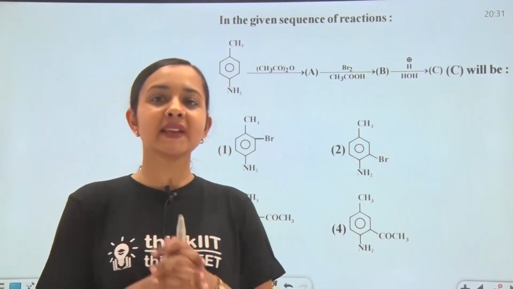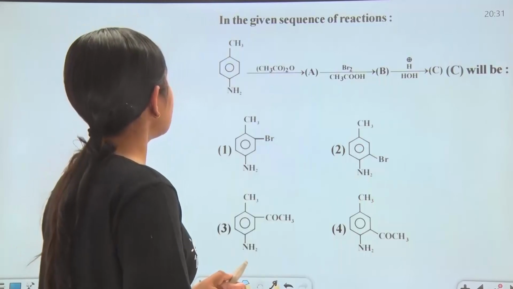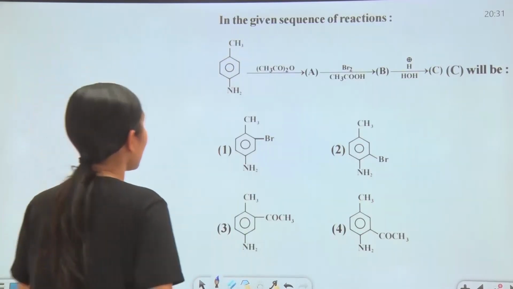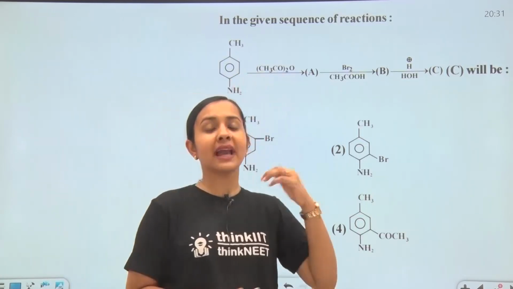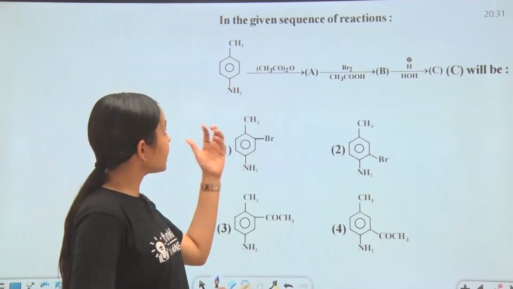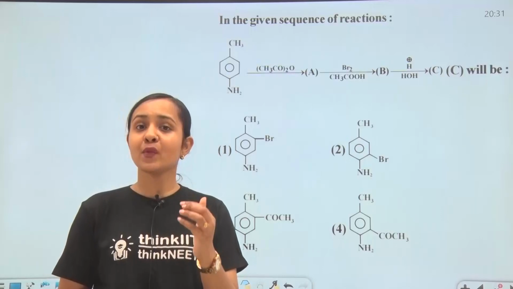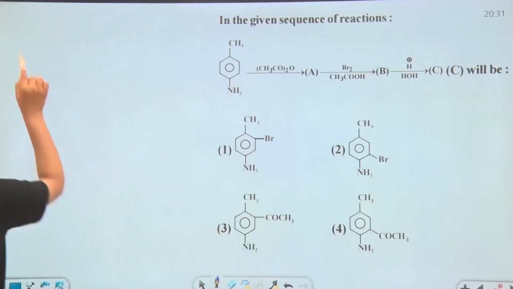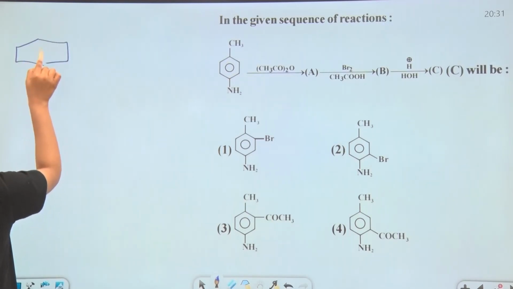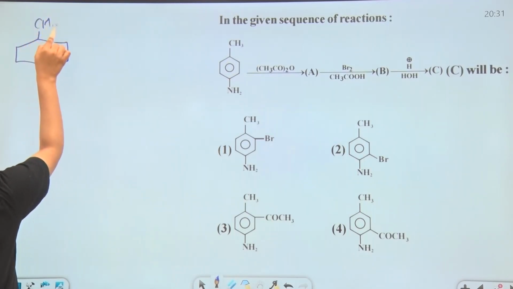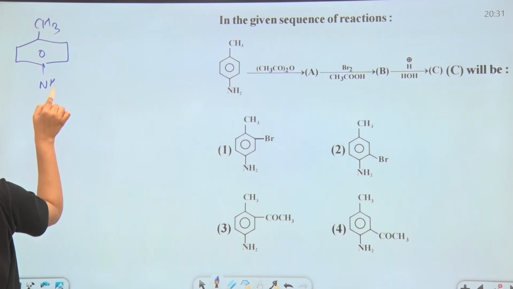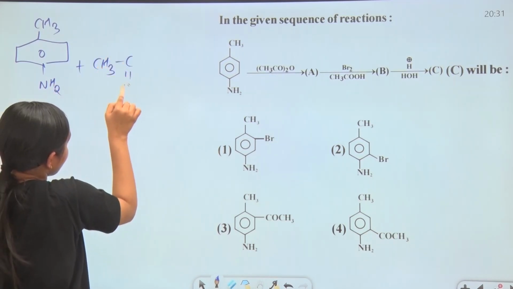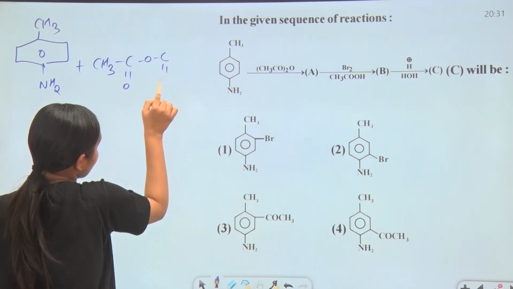Hello dear students, our next question is, in the given sequence of reactions, you can see we have this compound, and this compound will react with the acidic anhydride, and we have to tell the product A of this reaction sequence, right? So now students, this is CH3NH2. It will react with the acidic anhydride CH3C=O, O, C=O CH3.